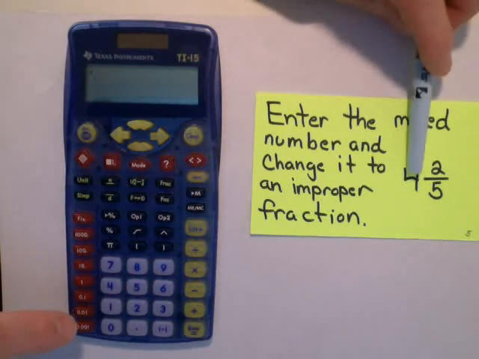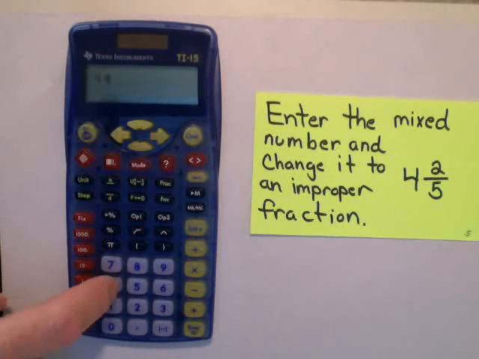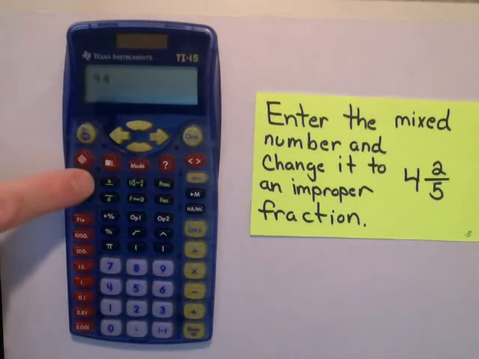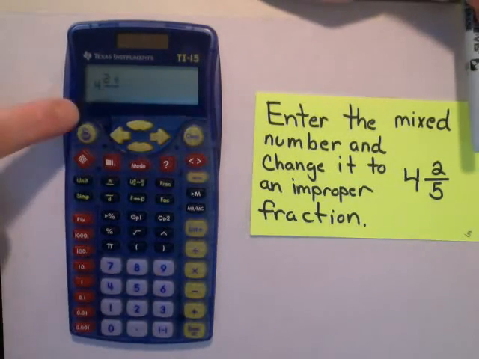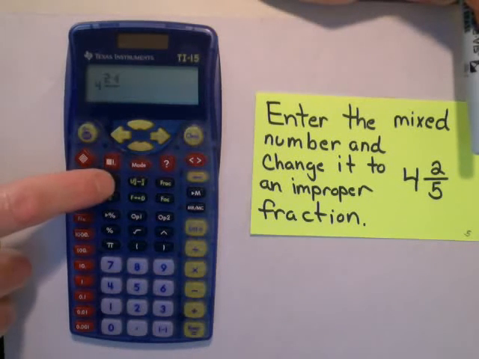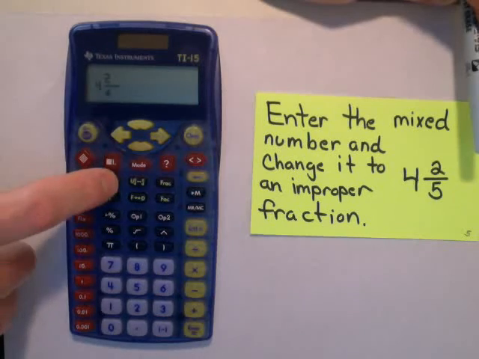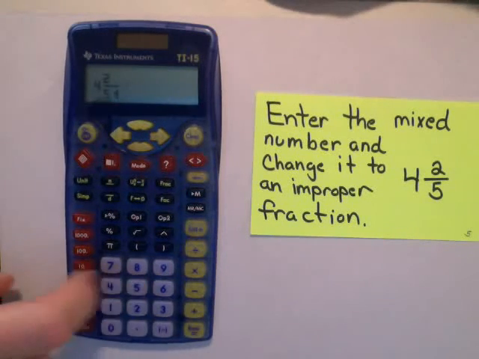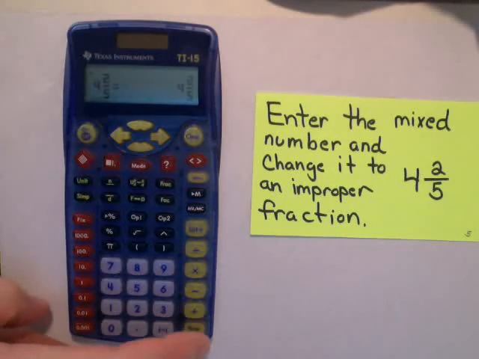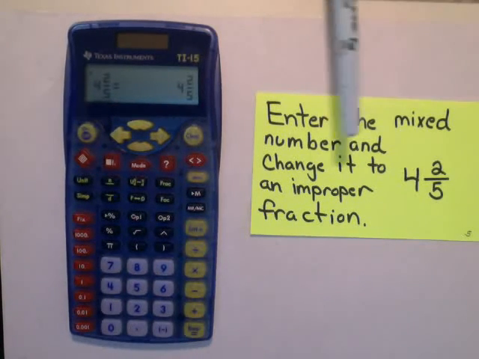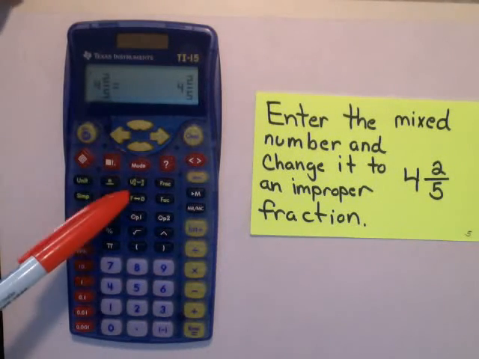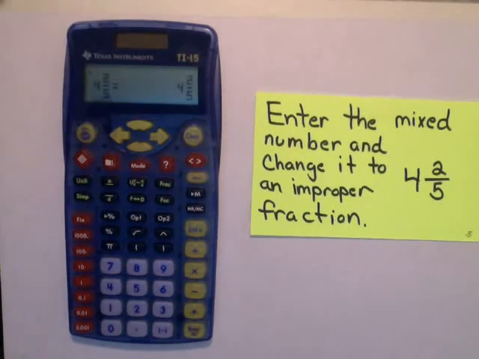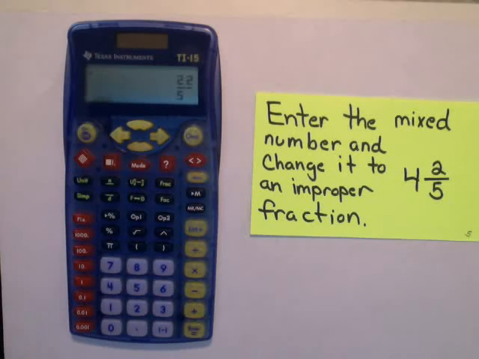So we're going to enter the 4 first. 4, unit key, numerator 2. Hit the numerator key, tell it you want to put in the denominator. Denominator 5, enter. Okay? Now, we want to change this into an improper fraction. So we're going to go to the improper fraction key, which is right here. And all you have to do is touch that key, and it automatically turns it into 22/5.